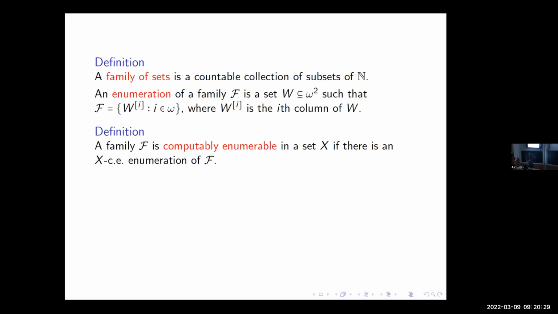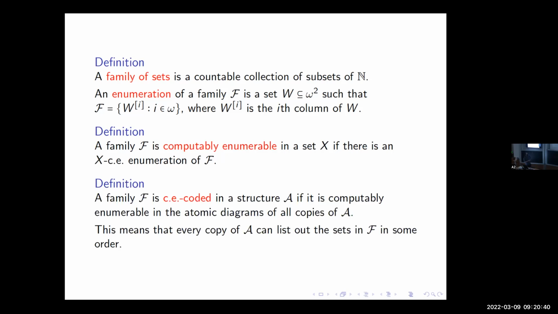So we're going to think of these enumerations as what we think of as copies of the family: lists of the sets in some order. And then, taking that first general definition, we say a family F is CE-coded in a structure A if it's computably enumerable from all of the copies of A. So this is just adapting our general definition to this situation. Basically, every copy of A can list out all of the sets in F in some order, but different copies of A might list out all the sets in a different order. So that's the extra power that we get: the fact that we can change the order in different copies.